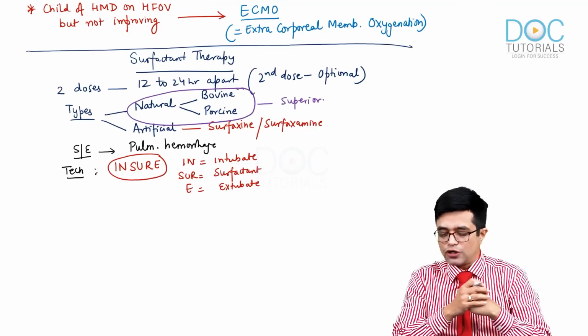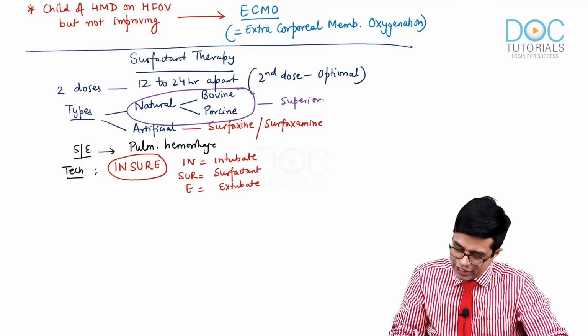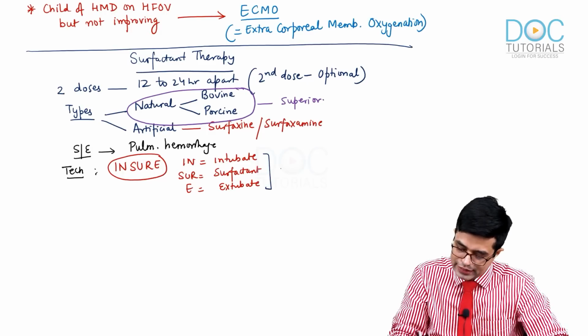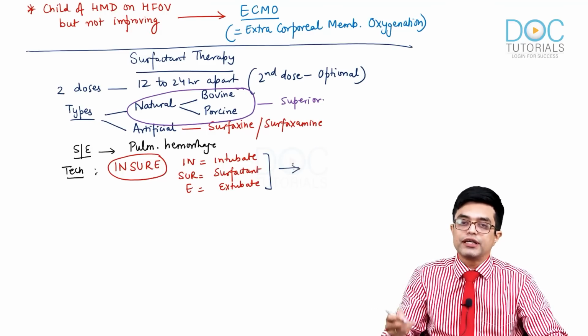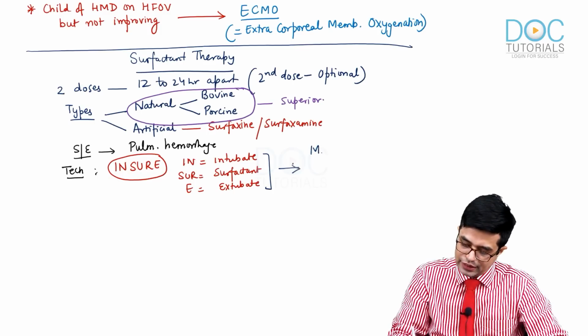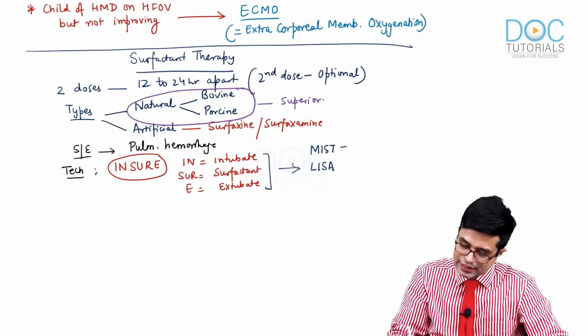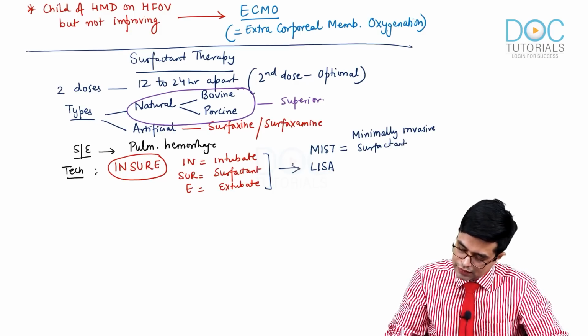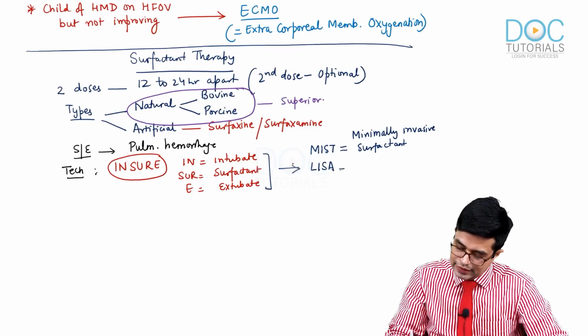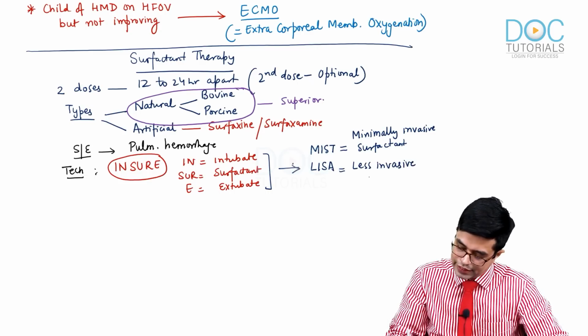Certain preterm children are not prone to it. So a modification of INSURE has been devised, which is now found to be superior. That modification of the INSURE technique is called the MIST technique, also called the LISA technique. MIST stands for minimally invasive surfactant administration, whereas LISA stands for less invasive surfactant administration.